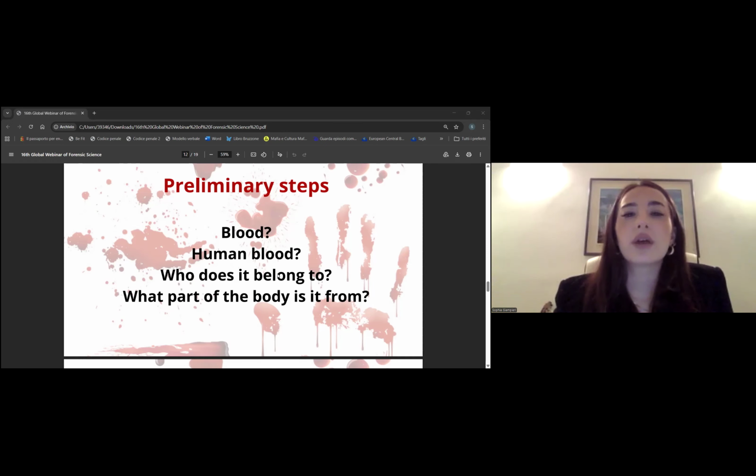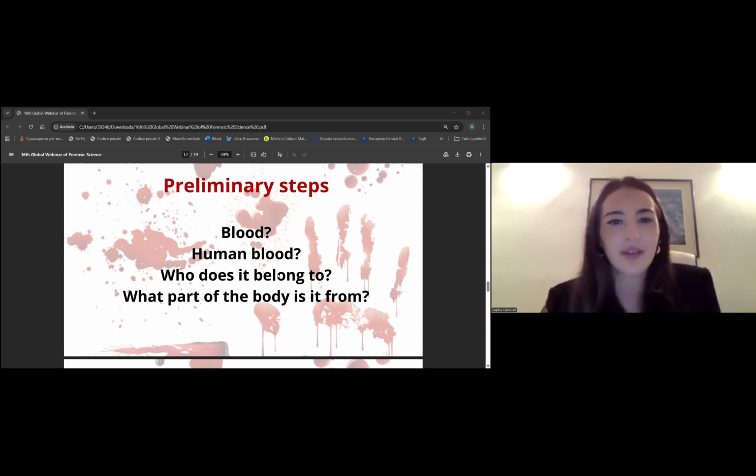Within a crime scene, we can find many different patterns that originate from different dynamics, but unfortunately, today we don't have enough time.